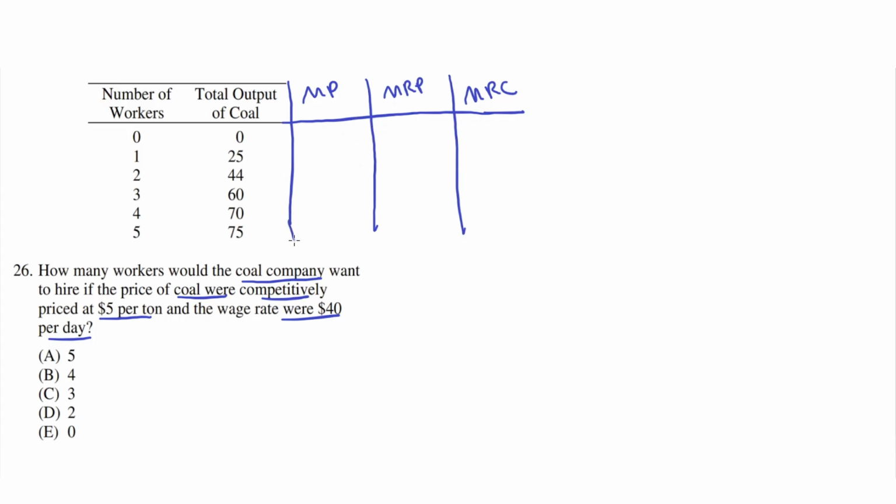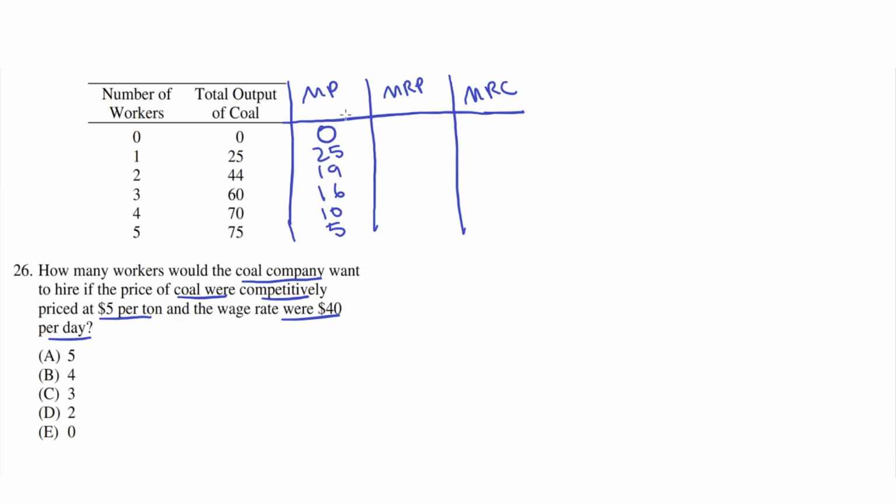So now to fill out the graph, we'll begin with marginal product. For the 0 worker, there's 0 product. First worker, the change is 25 in output, so marginal product is 25. From 25 to 44, the change is 19. From 44 to 60, the change is 16. 60 to 70, 10, and 5.